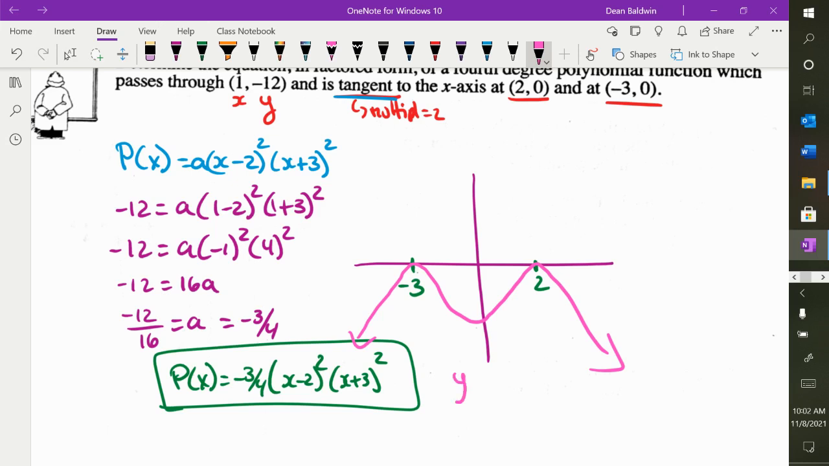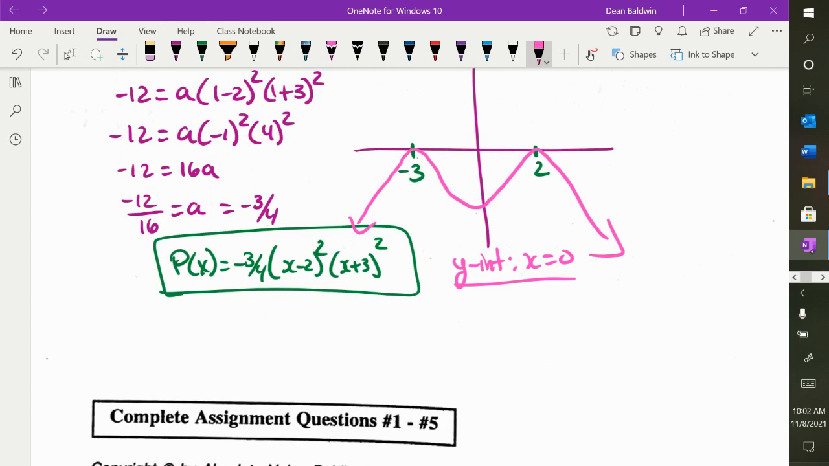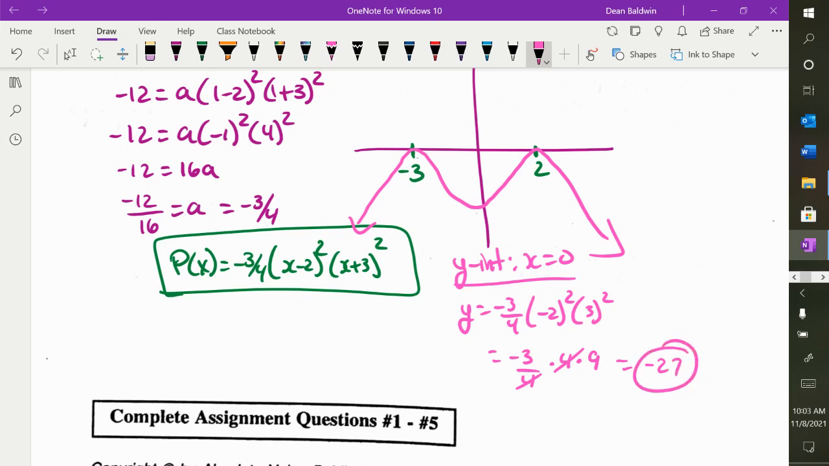Find the y-intercept. So the y-intercept is when x is 0. So it's negative 3/4 times 4 times 9. 4s will cancel. Negative 3 times 9 is negative 27. Does that make sense? It does because it's negative. And that's the way we do a graph.